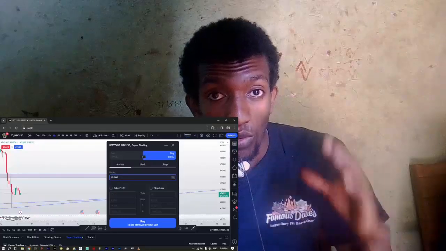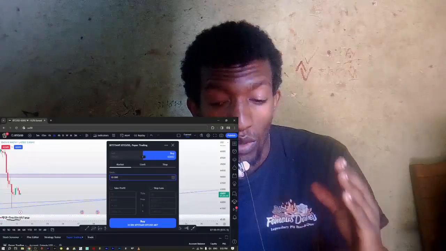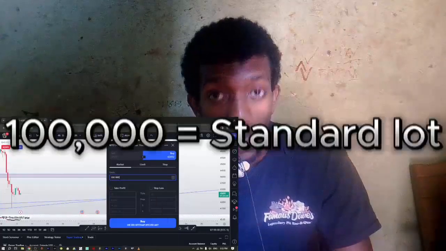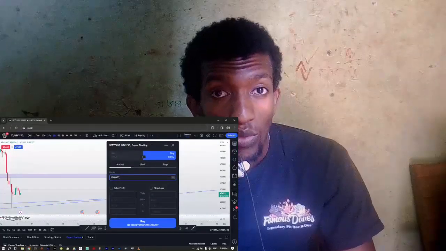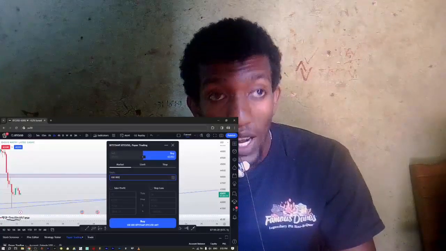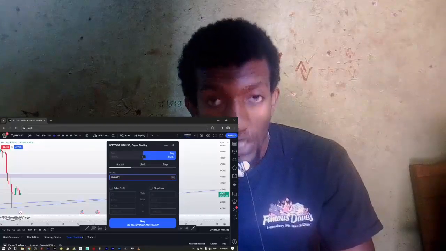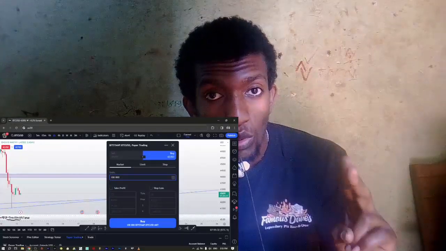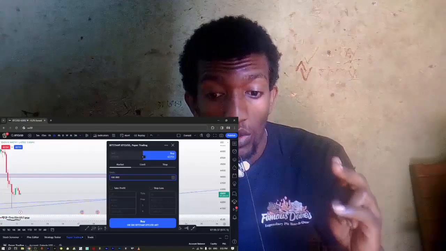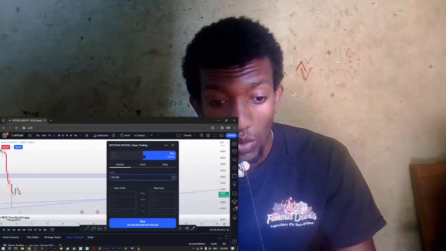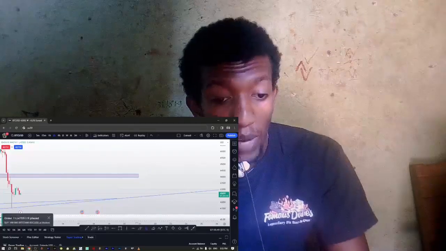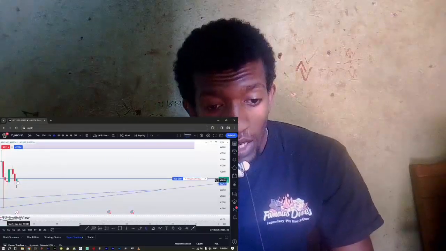If you want the full margin or the standard lot, you will add 100,000, which is $100,000 worth of BTC, Bitcoin. This is called one standard lot, and each movement will cost you $1 if you enter one. This is how we do it. So let's just enter one. Let's just say buy.